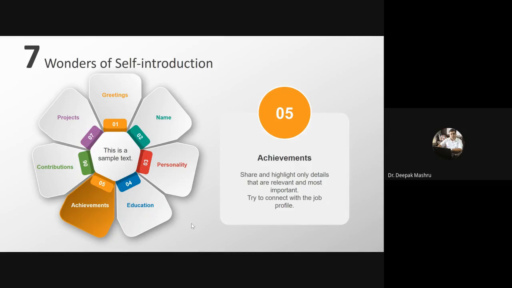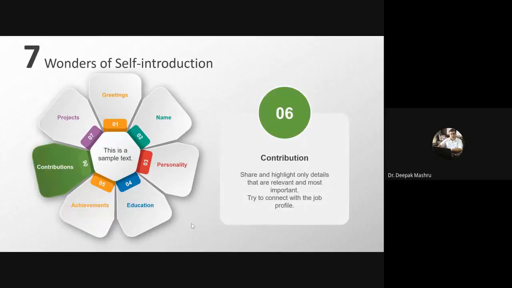Whatever is the best one out of that, which is the most recent one and which can be related to the company's requirement, if you can map it, you can go for it. Contributions, you can talk about contributions. You've contributed at different levels in different roles.